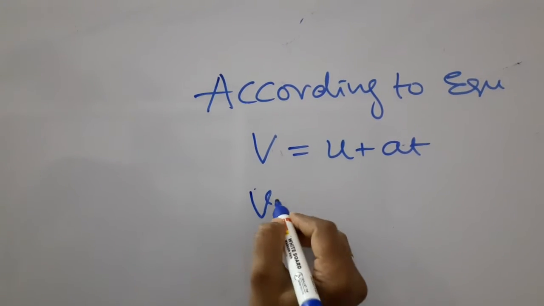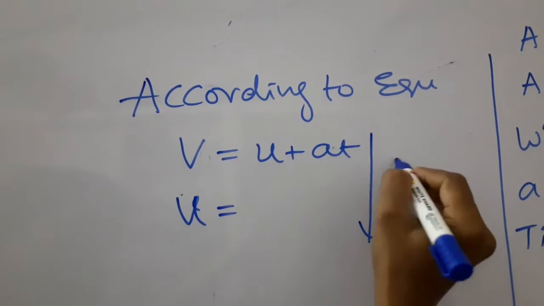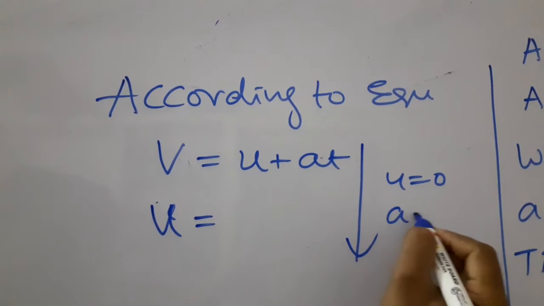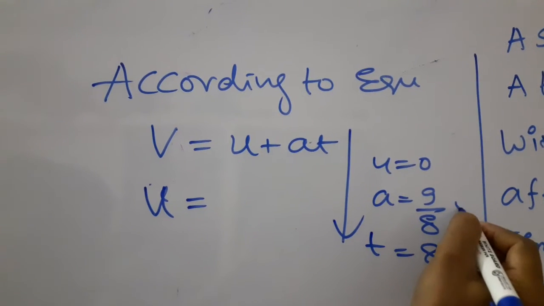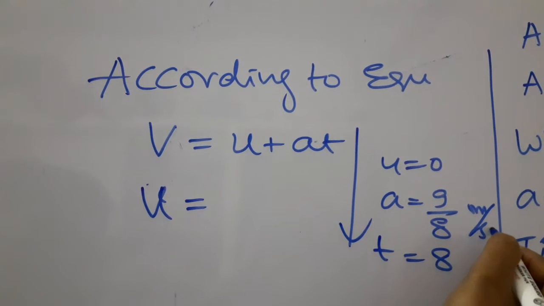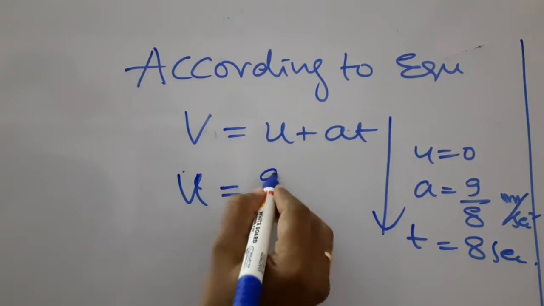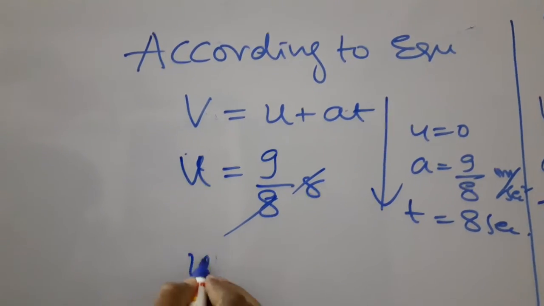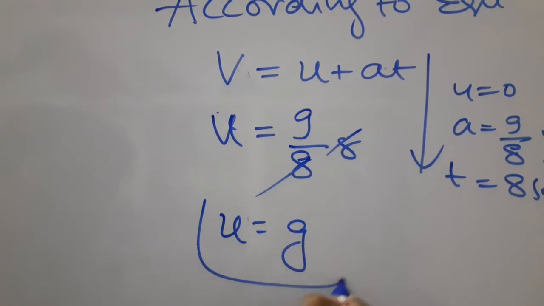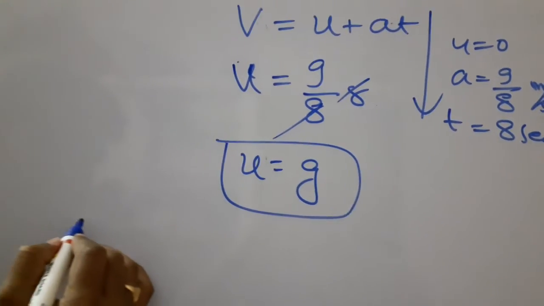V is equal to u, that is, it is falling freely. a is equal to g, t is equal to 8 seconds, g is in meter per second square. Then g by 8 into 8, the 8s cancel, u is equal to g. These two values we directly substitute.